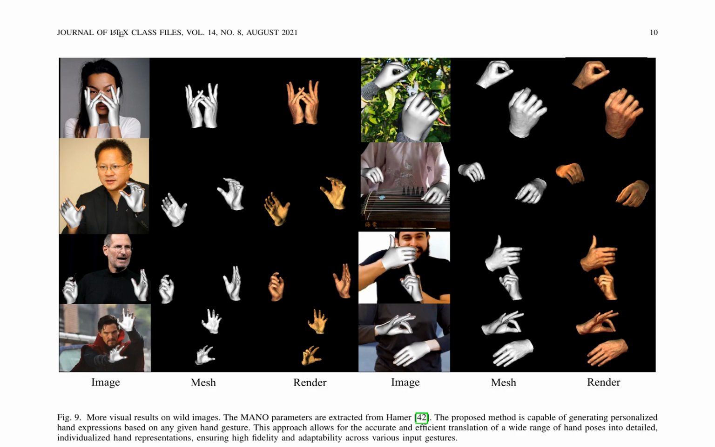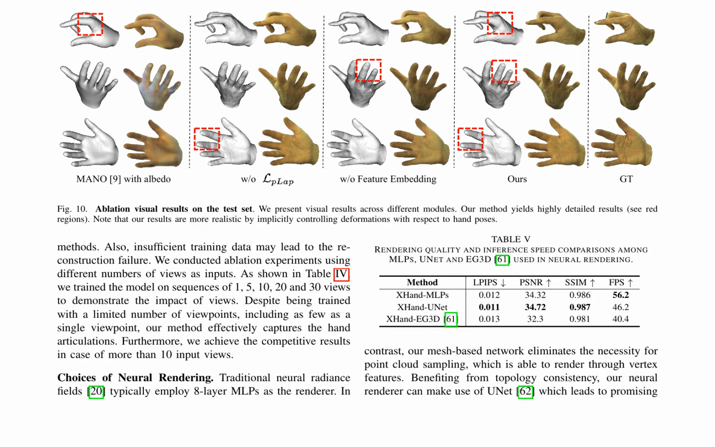A key limitation of current hand reconstruction methods is the insufficient training data, leading to reconstruction failure. To address this issue, experiments were conducted using different numbers of views as inputs, demonstrating the effectiveness of the proposed method even with a limited number of viewpoints.